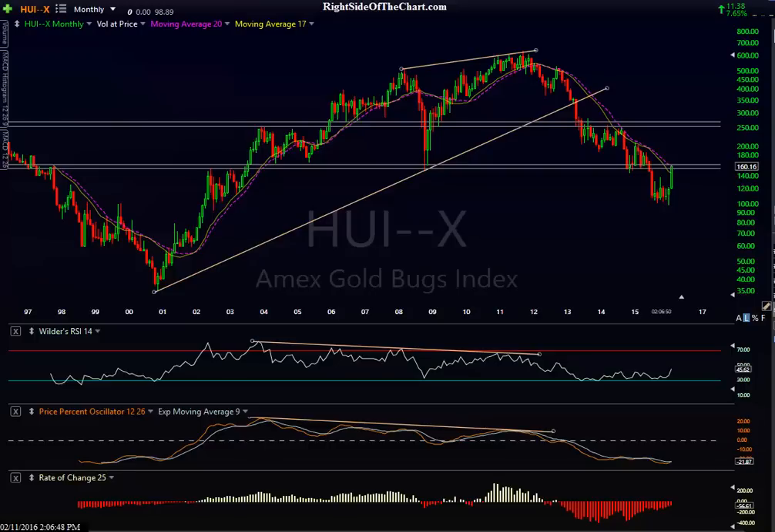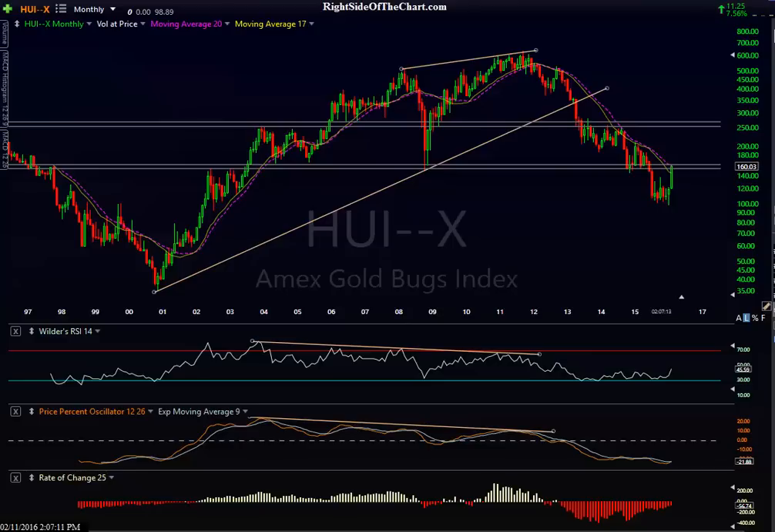I wanted to take a look at the HUI index from a long-term chart. Choosing the HUI here, for those familiar with it: before the days of GDX and the proliferation of all these ETFs that we have now, we just had the index itself, and the HUI is the gold bugs index.